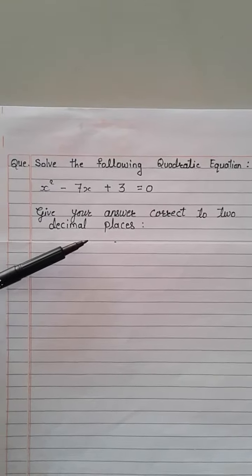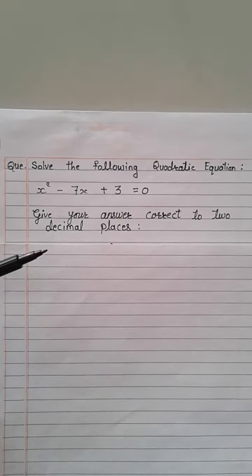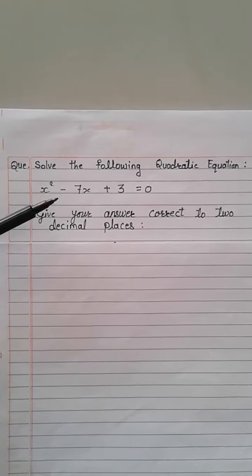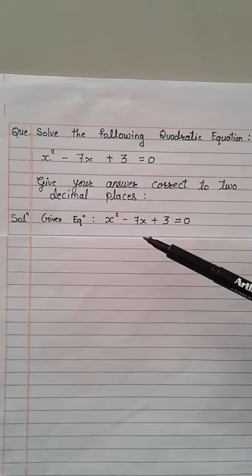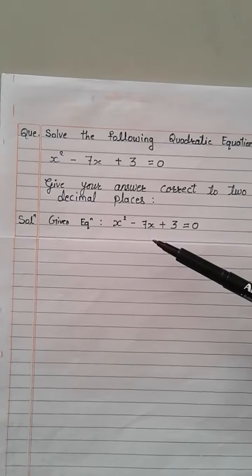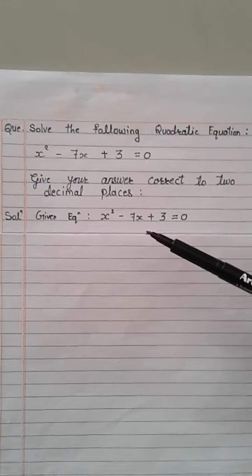Guys, this question was already asked in the ICSE Maths paper 2020. So let's start the solution. In our solution, first we copy this equation as it is. After writing this equation, we compare this given equation with the standard form. As we know, the standard form is ax square plus bx plus c equal to 0.